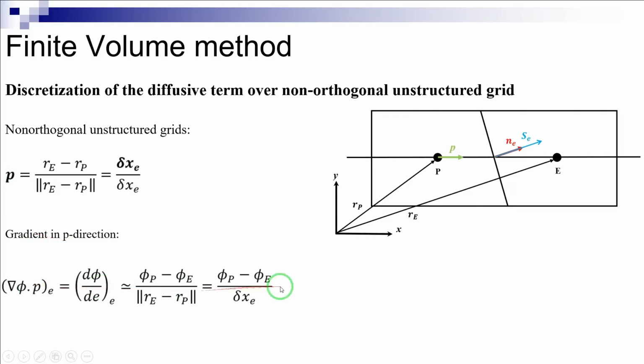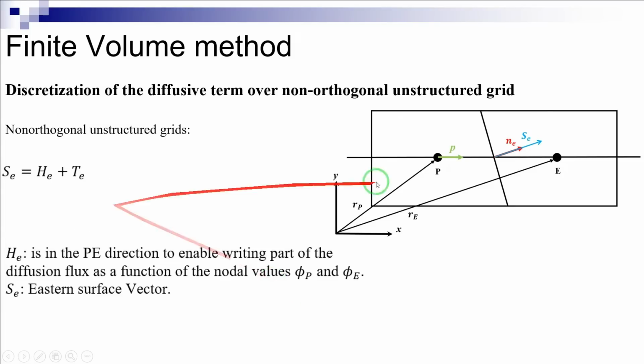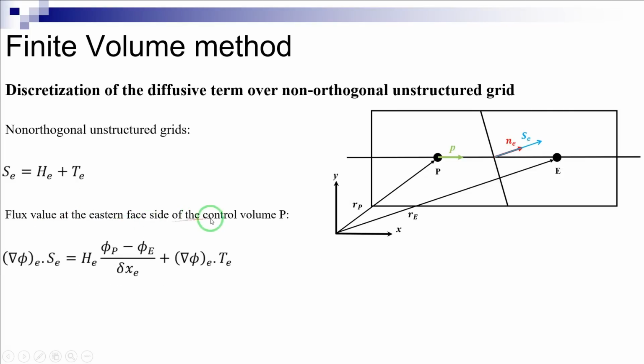Thus, to achieve the linearization of the flux in non-orthogonal grids, the eastern surface vector SE as shown here should be written as the sum of two vectors HE and TE as presented here, with HE being in the PE direction to enable writing part of the diffusion flux as a function of the nodal values phi P and phi E, and SE is the eastern surface vector. Thus, this expression is obtained for the flux value at the eastern face side of the control volume P.